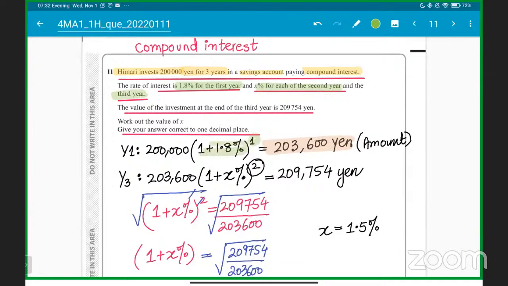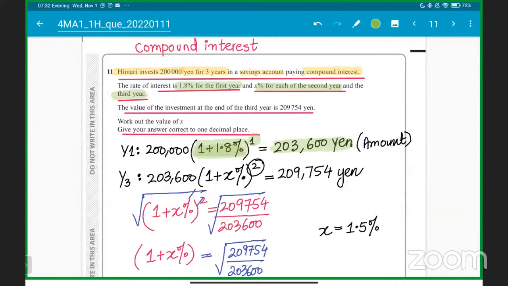For that first year, if we do compound interest, when we invested 200,000 at the start of the year, at the end of the first year I am going to get 203,600 yen. Yep. 200,000 times 1.8. Not getting you, sorry. 200,000 times 1.8 to the power of 1? No, 200,000 into 1 plus 1.8%.